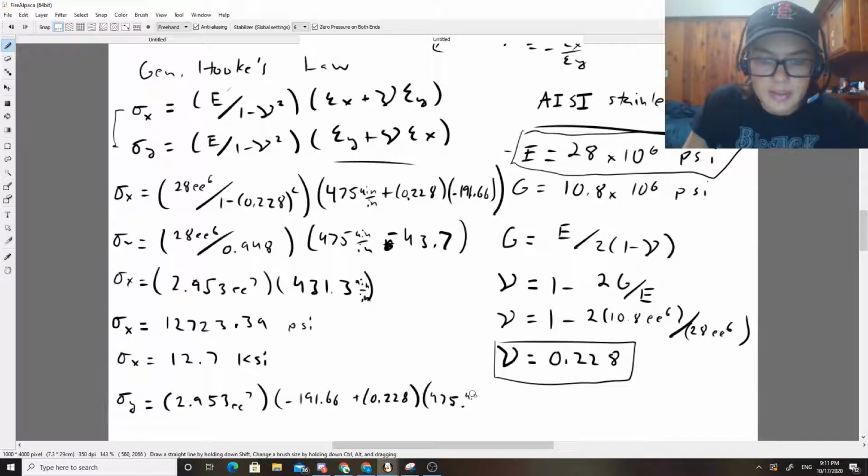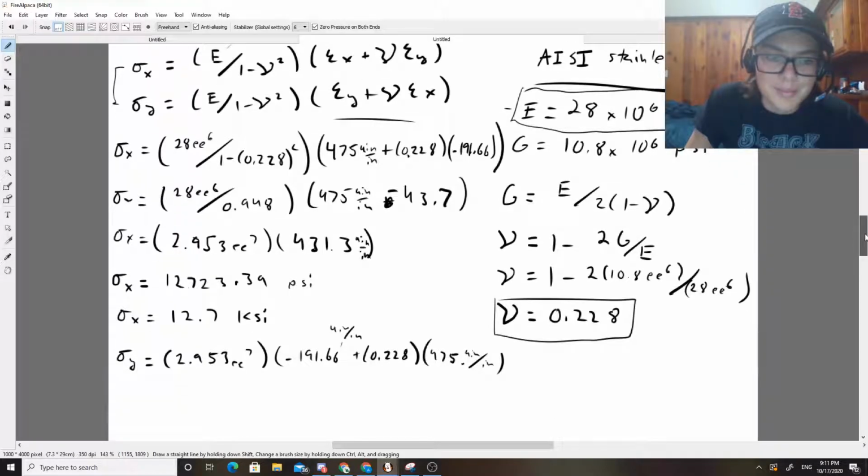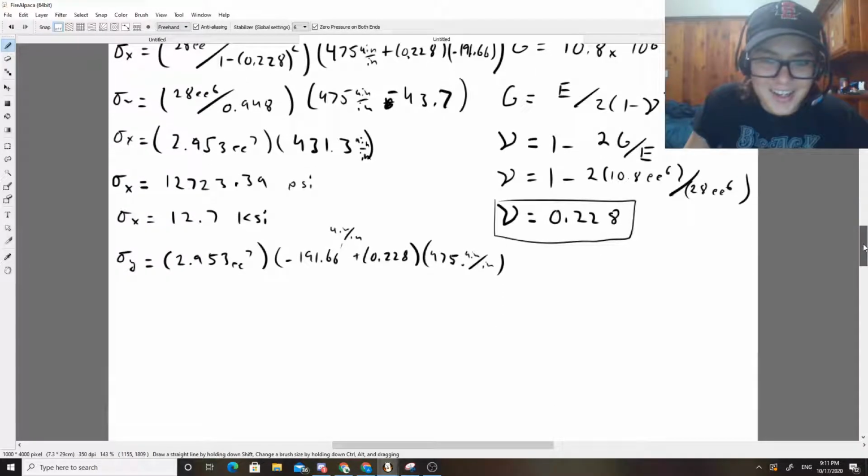That's going to be micro inches per inch. This is also micro inches per inch. Sorry about that. I sometimes forget to do that, but generally it's in micro something. Okay.